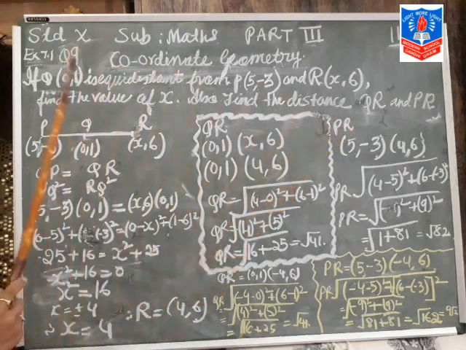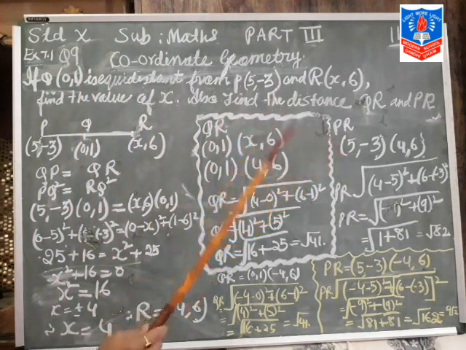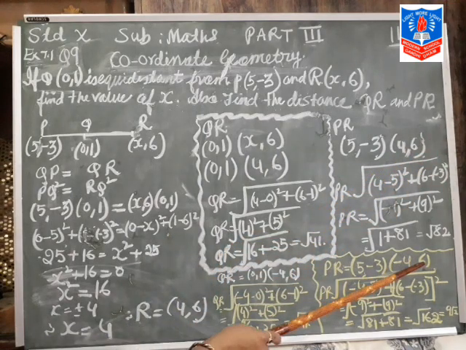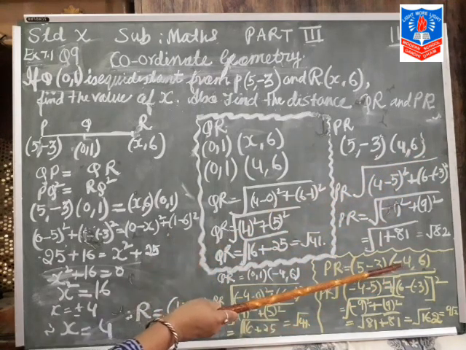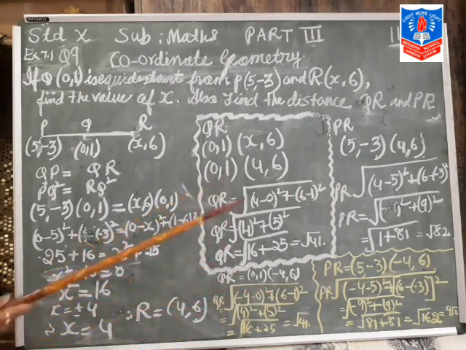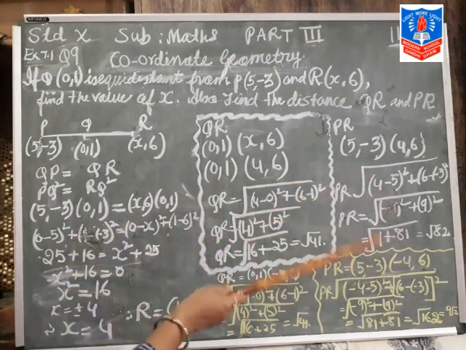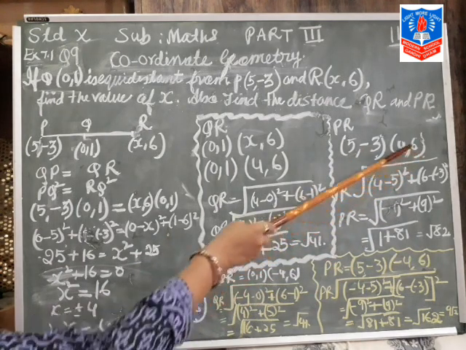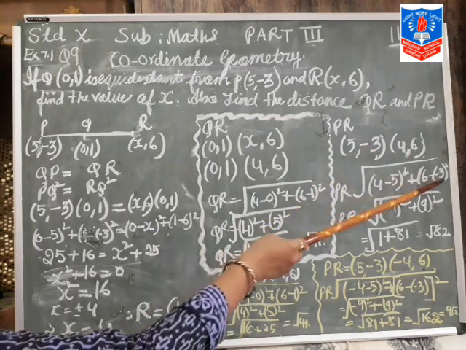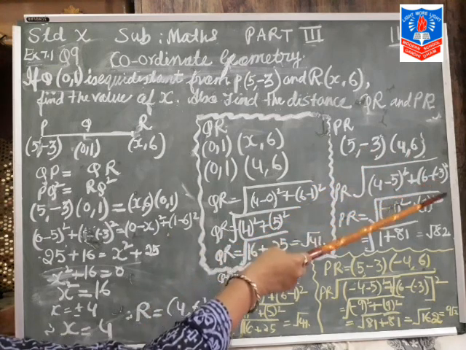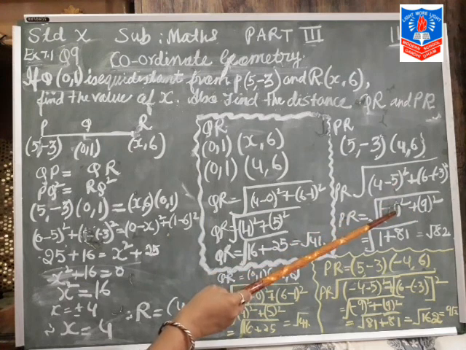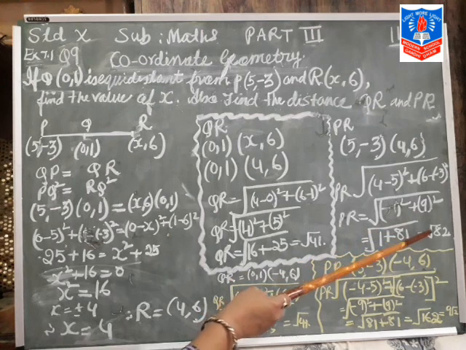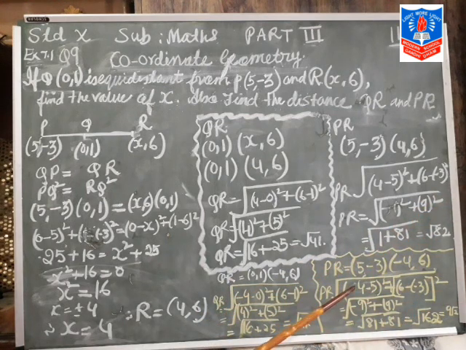P is (5, -3). R is (4, 6). One time 4 and 6, one time minus 4 and 6. Children, this one is for minus and this one is for plus. Now 4 minus 5, 6 minus minus 3. So 6 minus into minus plus, so 9. And here 1. So now 1 and here 9 square is 81. So 82. Clear?